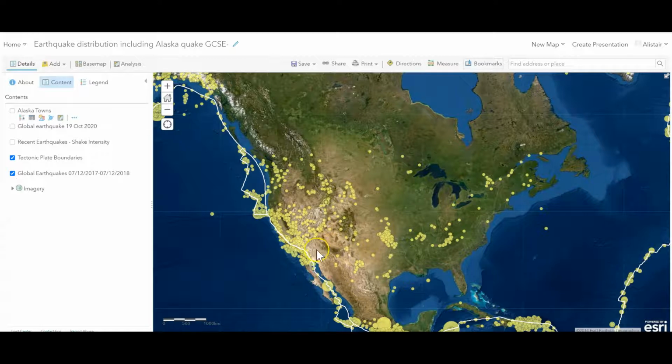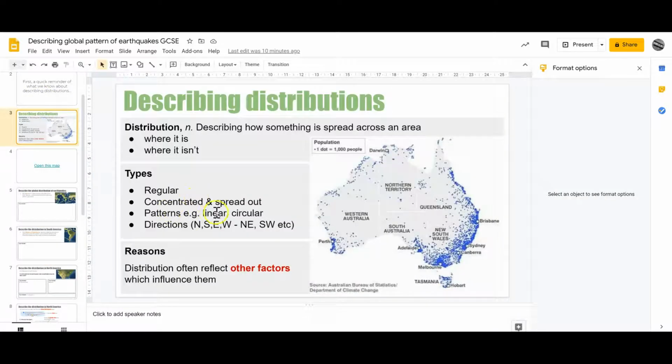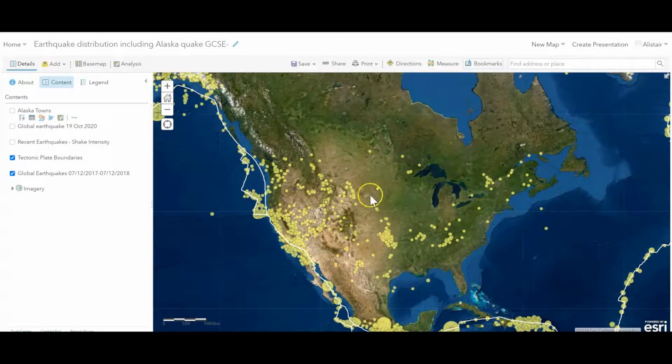If you know anything about North America, you'll know California is along the west coast, and California is undoubtedly earthquake territory in the United States of America. But my question is this: to what extent are the earthquakes concentrated here? So again, think of your terminology. Think of things like these: linear, circular, concentrated, spread out, that kind of thing. Okay, so you need to take a look at that.